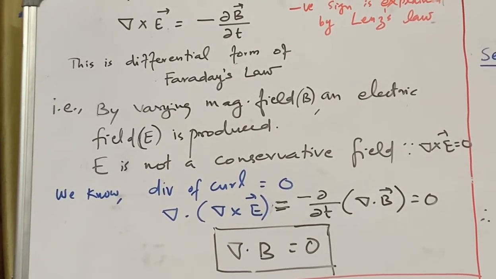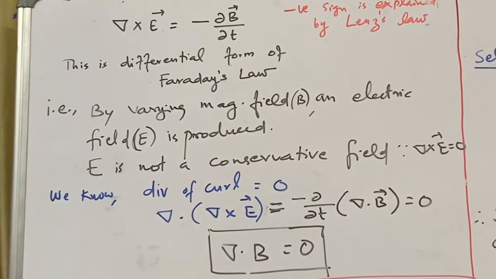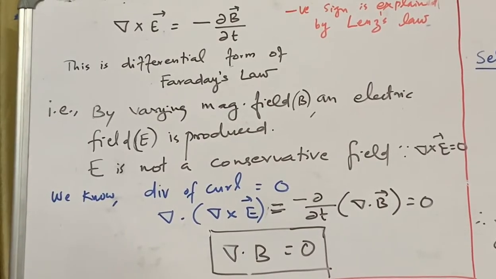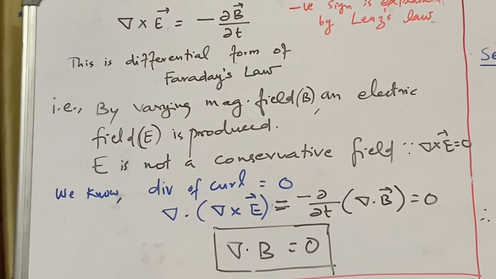This is the differential form of Faraday's law. Del cross E equal to minus dou B by dou t. So by varying magnetic field B, an electric field E can be produced. So we know that E is not a conservative field since del cross E is not equal to 0.